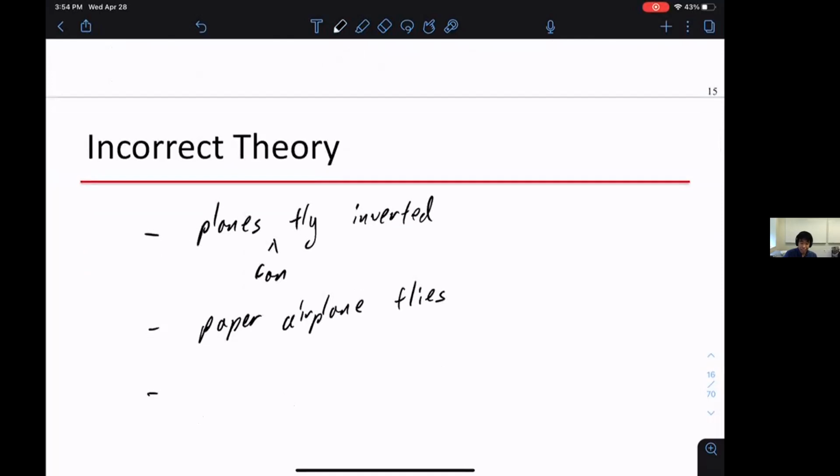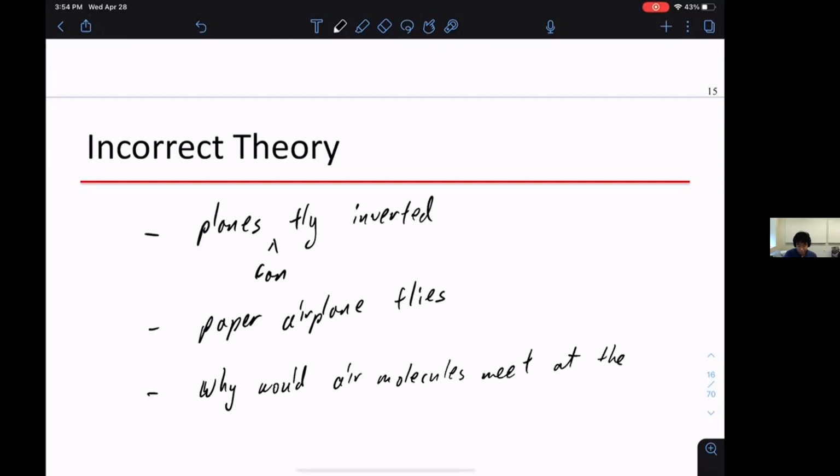Another thing is this question of why would the air molecules meet at the trailing edge? It's a molecule. Why does it know how to meet at the trailing edge? So this is not really why. The theory that speed leads to pressure difference, which leads to lift, doesn't explain all these phenomena.